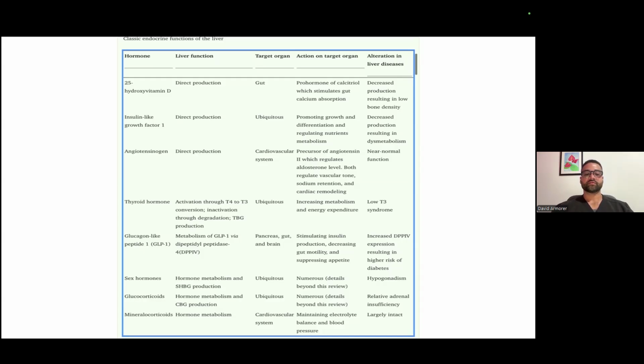The glucocorticoids have widespread effects throughout the body. And when there's alteration in liver disease, there is relative adrenal insufficiency. Lastly, you have the mineralocorticoids, and the liver functions in terms of metabolizing and breaking down the hormones. It has effects on the cardiovascular system, and the mineralocorticoids function to maintain the electrolyte balance and the blood pressure.